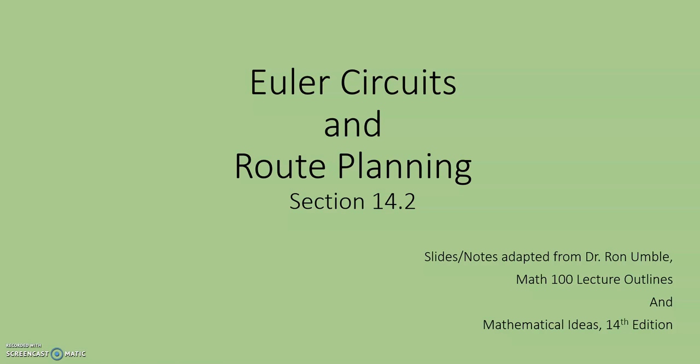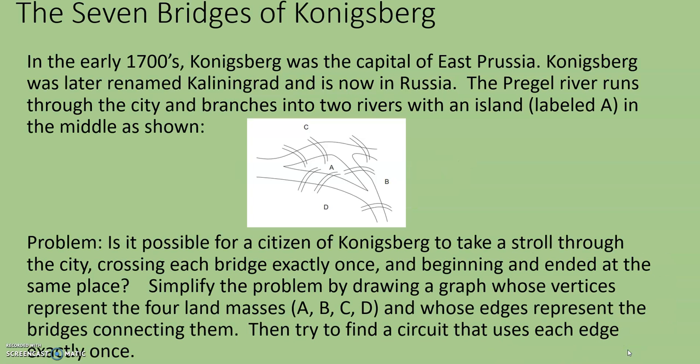Section 14.2, Euler Circuits and Route Planning. The 7 Bridges of Königsberg.